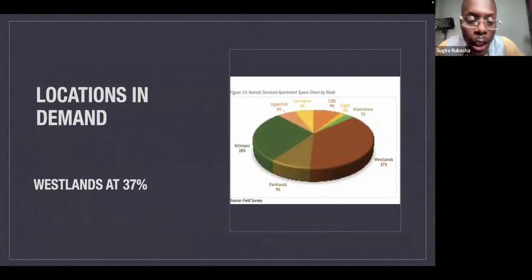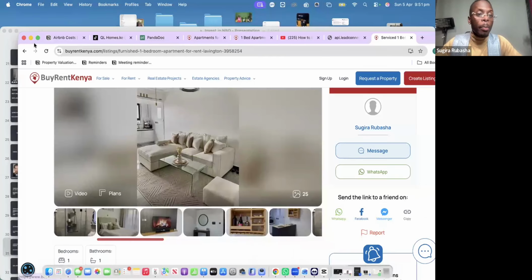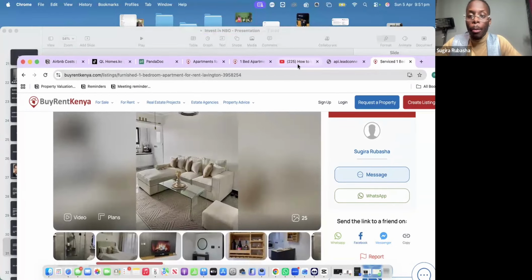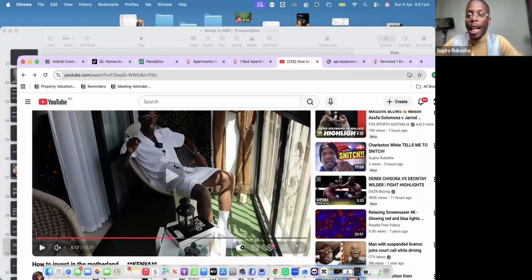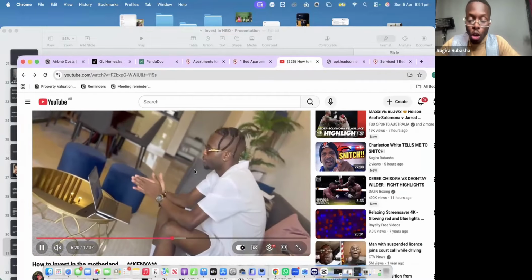Clearly Westlands is winning. Westlands is 37% for Nairobi serviced apartments. Look at that, guys. Nairobi serviced apartment, Westlands is winning, 37%. Kilimani is next at 28%. Now, I'm working with my mum now, and I said, hey, mum, because you're my mum. Her place is absolutely outstanding. She actually had someone from the UN come and stay here. This is what you call a serviced apartment.